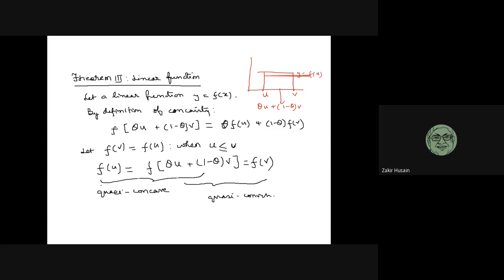Sir, what is it that you have written in the third line? Sir, it is theta into f(u). Yeah, this one. Theta into f(u). Okay. So now let us take f(v) equal to f(u), when u is less than v. Now from this definition, f(u) is equal to f(v).